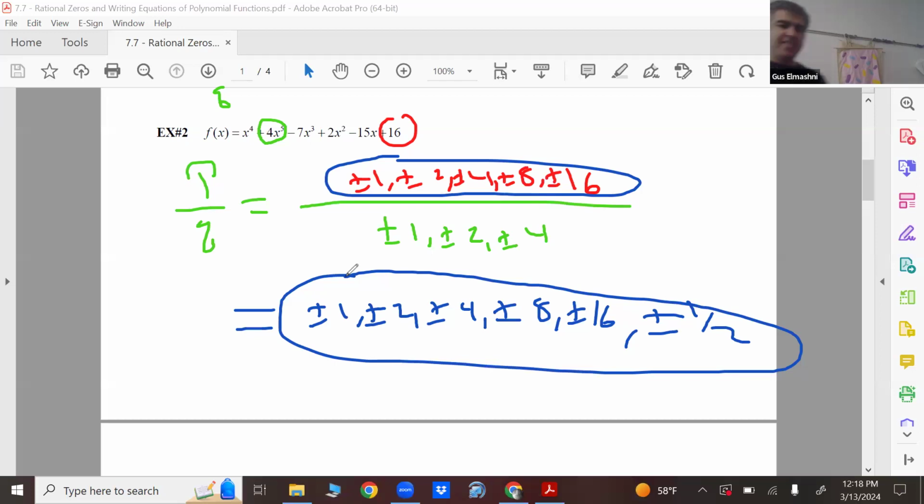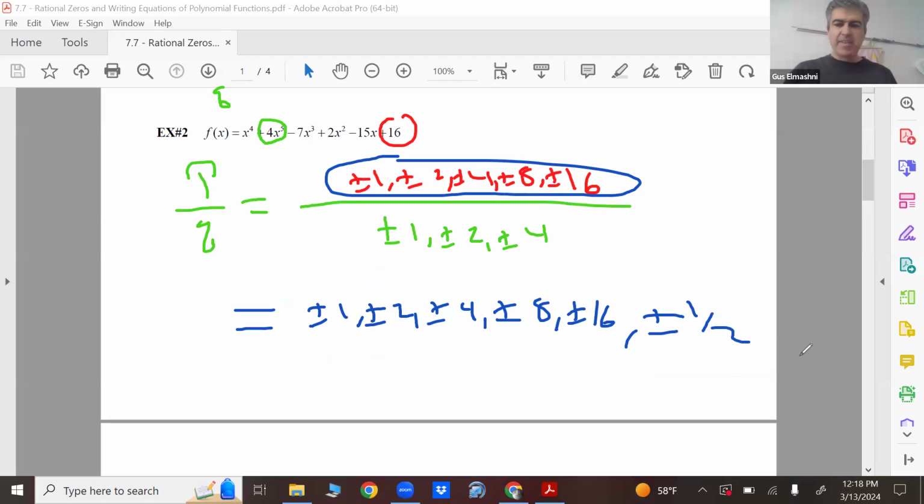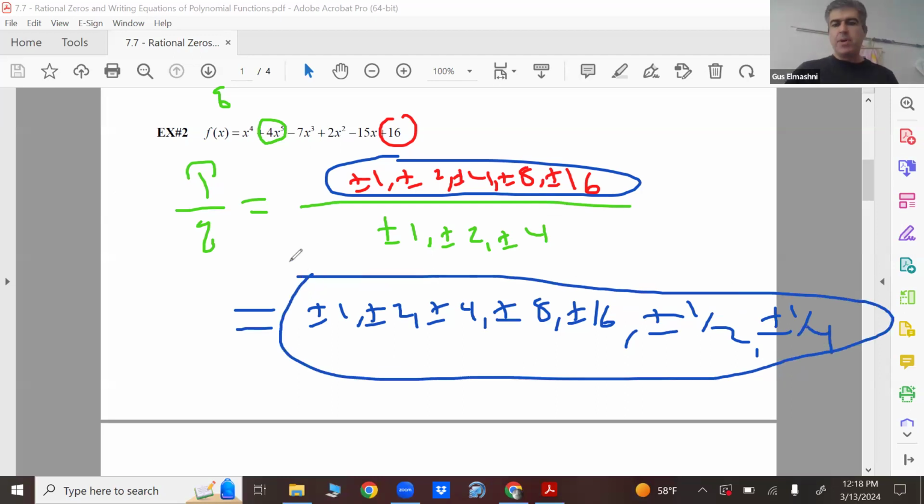Darn it. I'm rushing myself here. It's also plus minus 1/4. My apologies. Okay, now I do think I'm done. Because plus minus 2/4 is repeated as plus minus 1/2. Plus minus 4 over plus minus 4 is plus minus 1. Plus minus 8 over plus minus 4 is plus minus 2. Plus minus 16 over plus minus 4, I know I'm talking fast, is plus minus 4. So yeah, there you go.